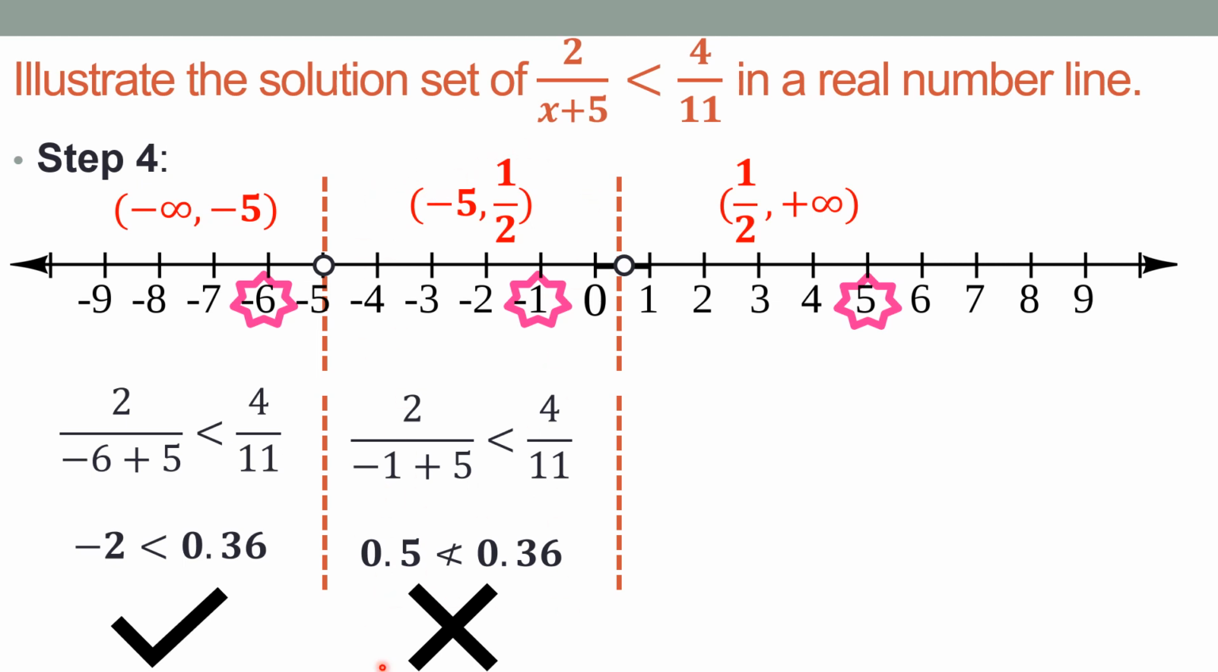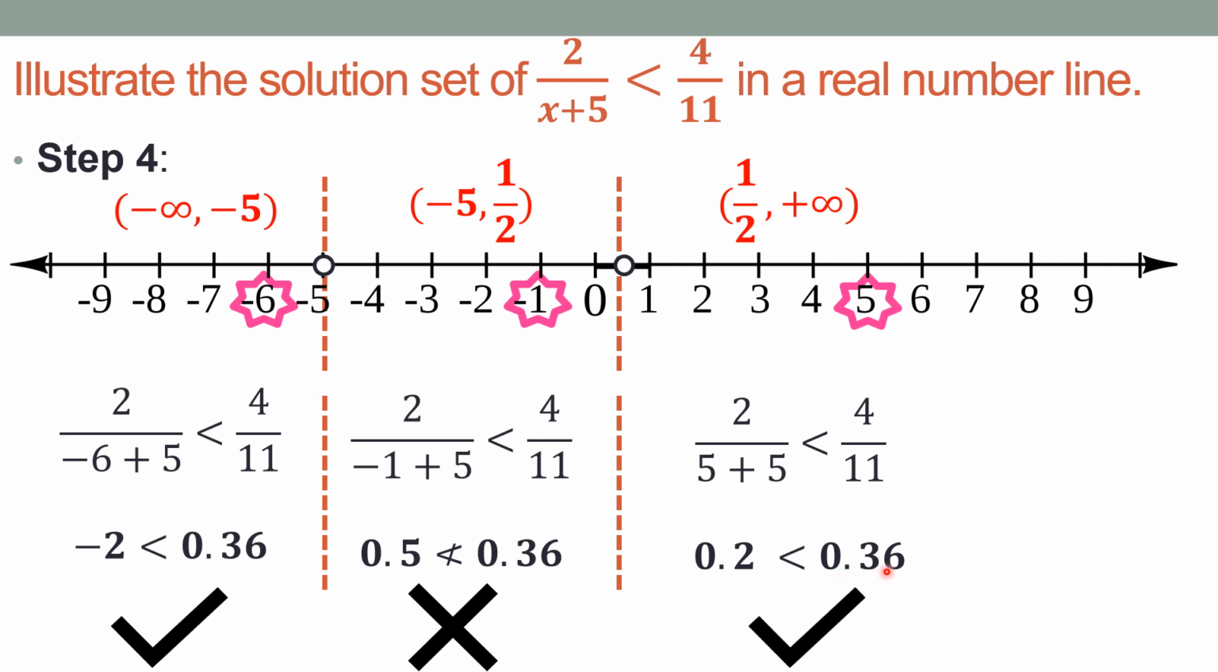Okay? Let us proceed with our third region. Here, we chose 5 as our test point. If our x is equal to 5, we have 2 over 5 plus 5 is less than 4 over 11. 5 plus 5 is equal to 10. 2 divided by 10 is 0.2. 4 divided by 11 is 0.36. So this one is a true statement because 0.2 is less than 0.36, and this region is a check mark region.